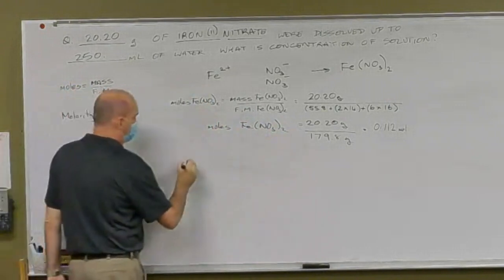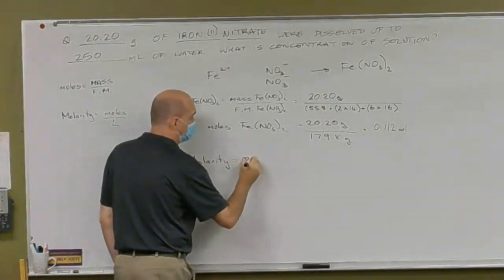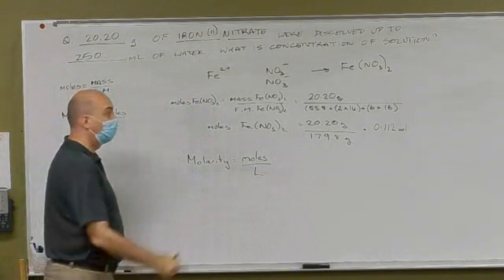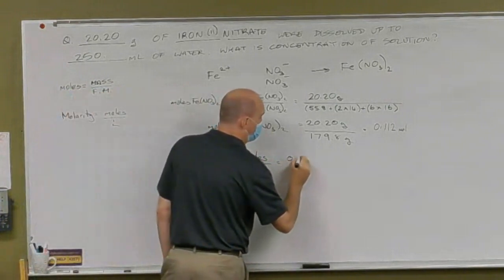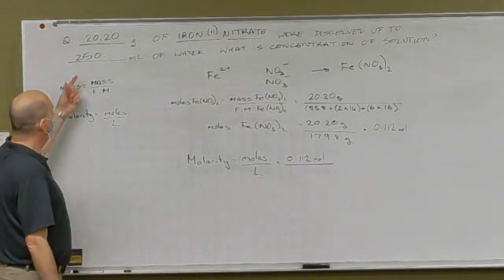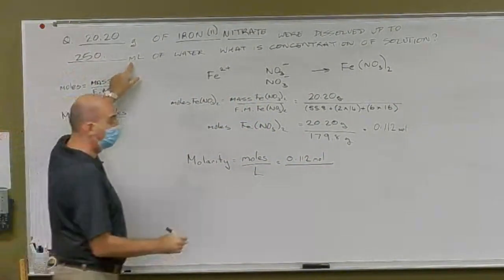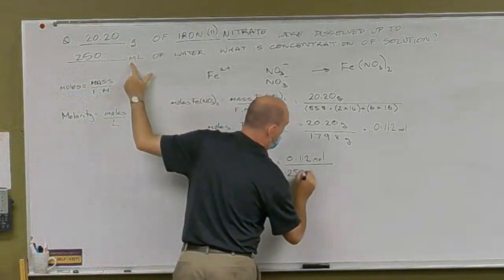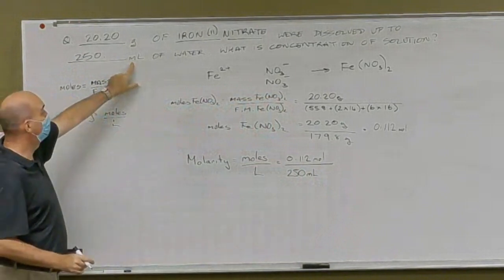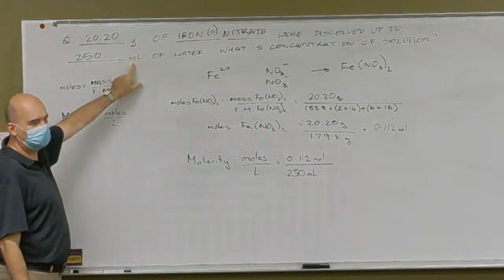Now, molarity is moles per liter. Number of moles, I just found that, 0.112. And then liters, well, isn't that in the question? Oh, my volume is in milliliters. So I'm going to have to convert that. Kind of works though, because both are in the 1,000s. I'm jumping ahead. This volume's in milliliters. How many milliliters are in a liter? 1,000.